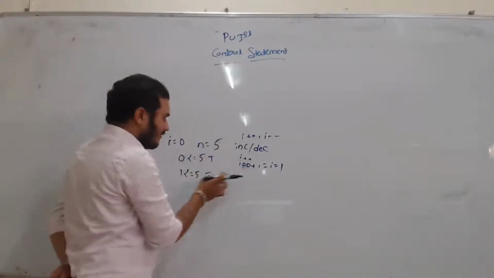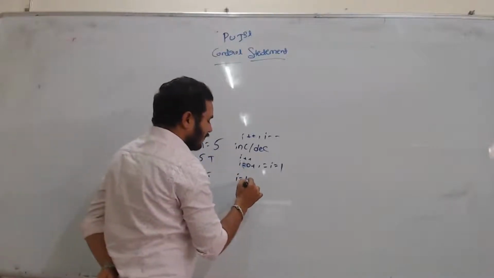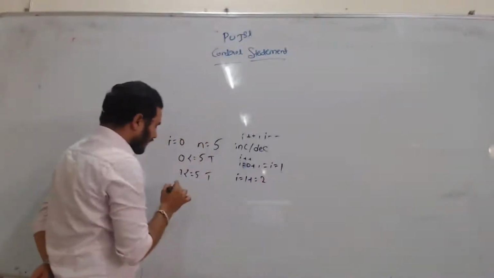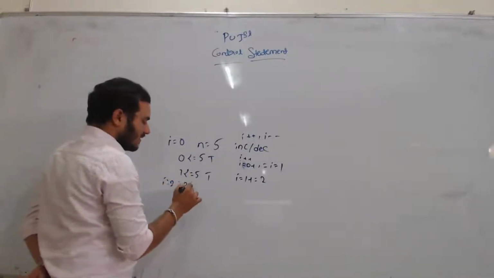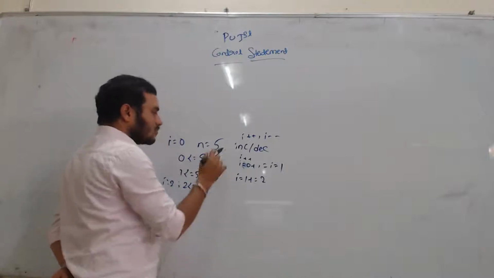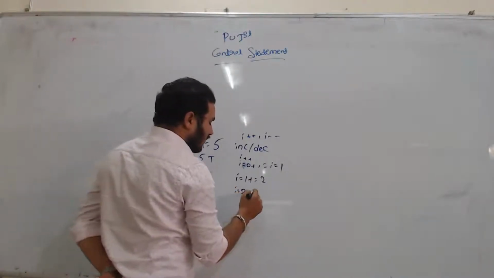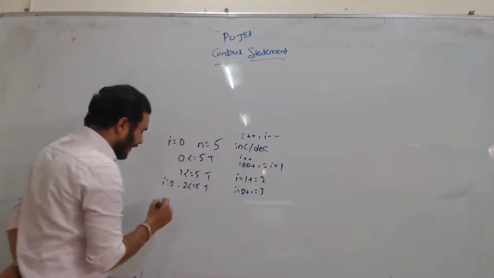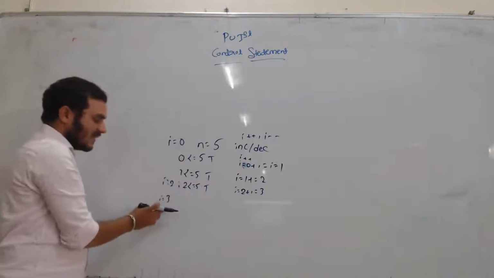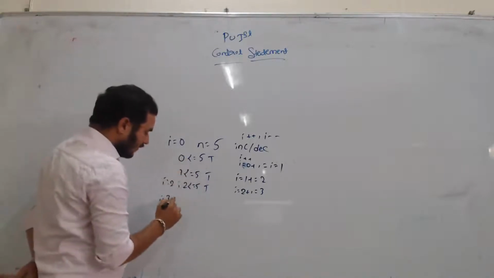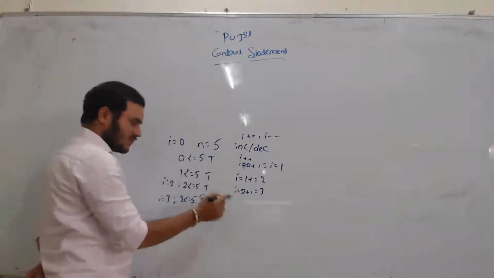Then i is equal to 1, it goes to the next step, 1 plus 1, so i becomes 2. Then 2 less than or equal to 5, again the condition becomes true, then it goes to increment. So i is equal to 2 plus 1, which is 3. Then i becomes 3, and 3 less than or equal to 5, again the condition becomes true.